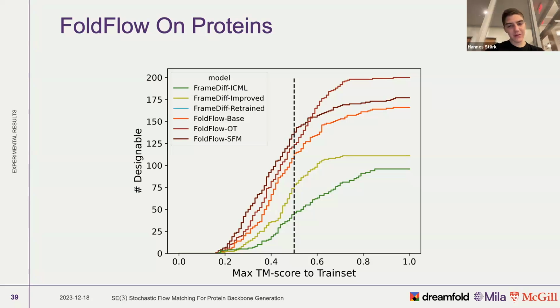Okay, so it's not just random matrices that are just far away from your distribution. That would not be good. Yeah, designability is high. Okay, yeah, makes sense.